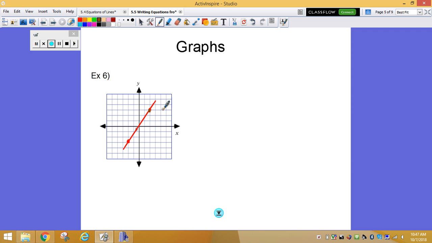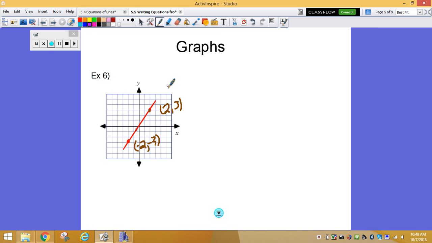So this ordered pair is at 2, 3, right? Because I went over 2 and up 3. This ordered pair, if you go to the left, that means it's a -2. I went down 3, which means it's a -3. So those are my two ordered pairs. You do it the exact same way.